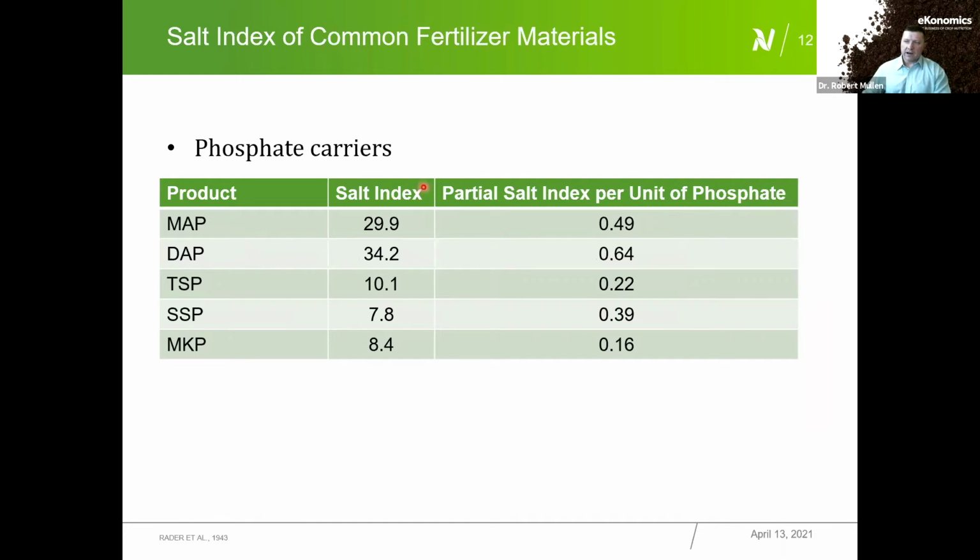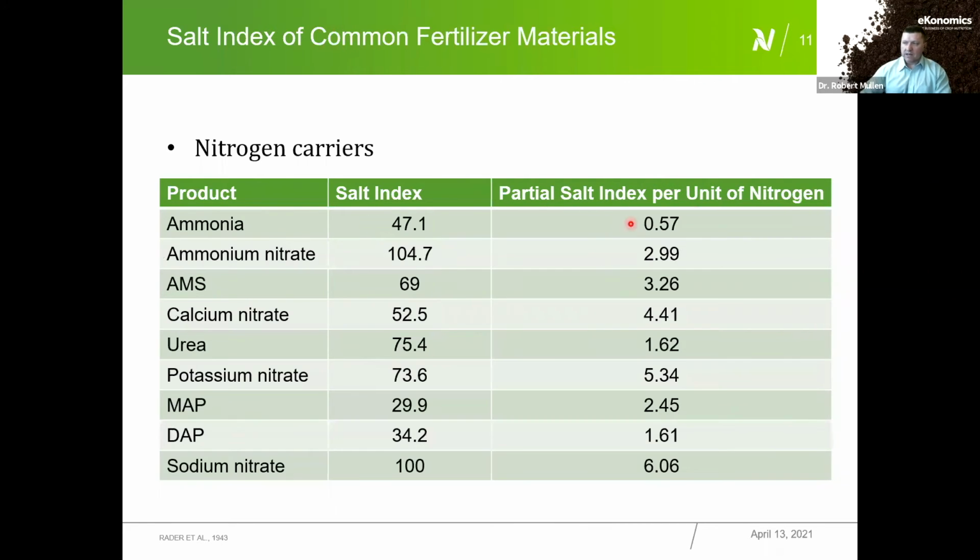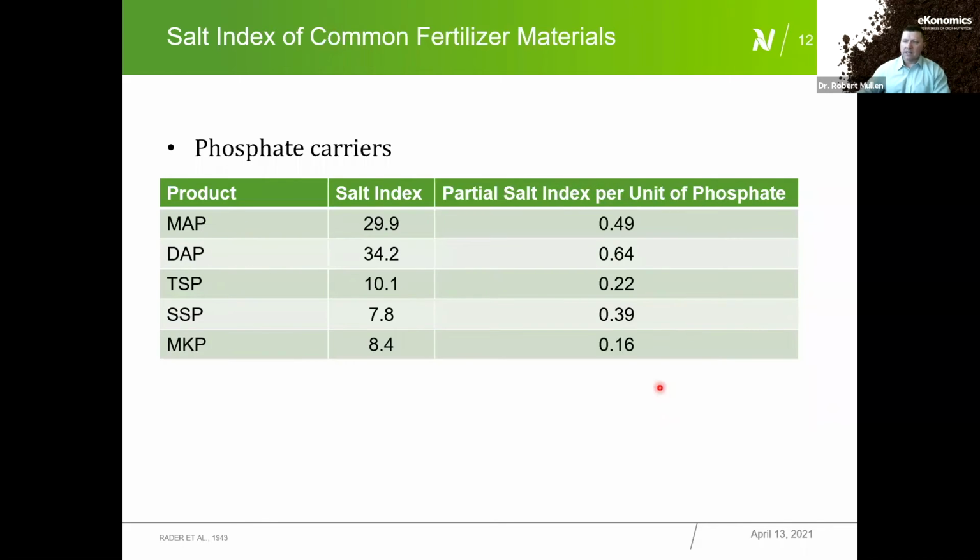These were the phosphate carriers they had listed. Notice what I said before: the partial salt index of MAP, if I'm just considering phosphate, is dramatically lower than what it looks like for nitrogen. If I go back to the previous slide, MAP was 2.45 on a unit of nitrogen basis, and it's 0.49 on a unit of phosphate basis.